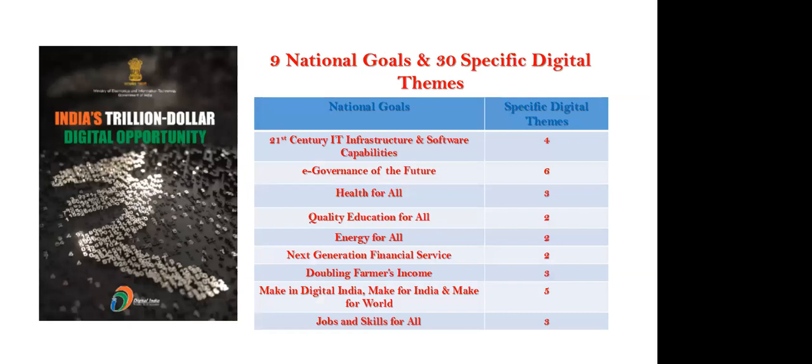And I also would like to quote that in the Government of India report, it talks about 9 national goals and 30 specific digital themes. These are all essential for digital transformation. It is about 30 specific digital themes.